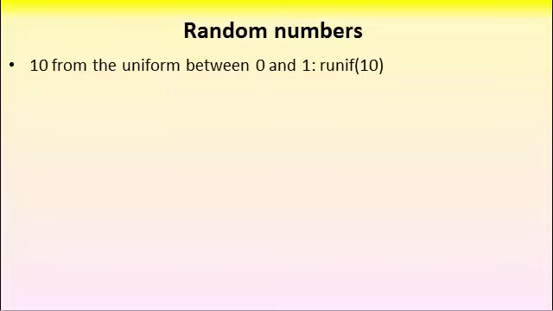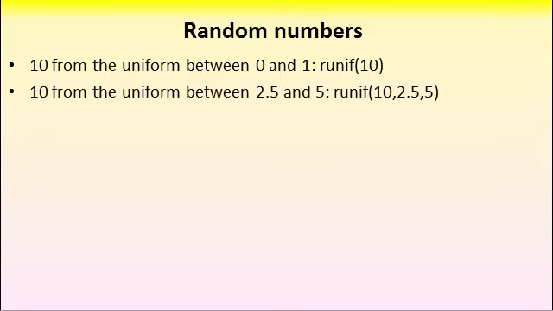If I want to get random numbers, which are not necessarily between 0 and 1, I can also use the runif function. So if I do runif(10, 2.5, 5), I get random numbers between 2.5 and 5. The uniform distribution gives you random numbers which are equally likely.